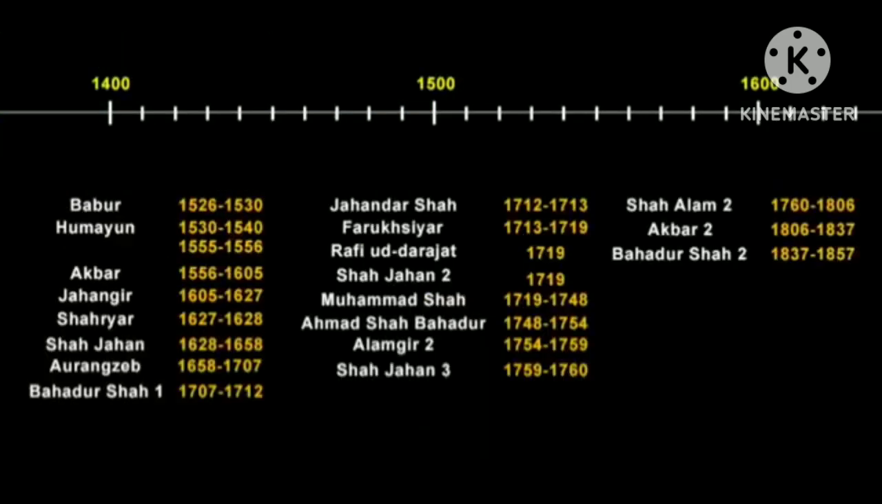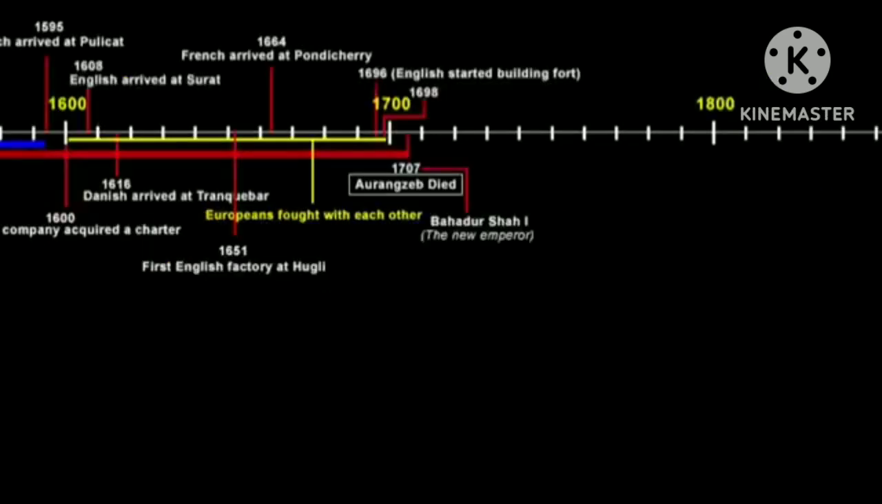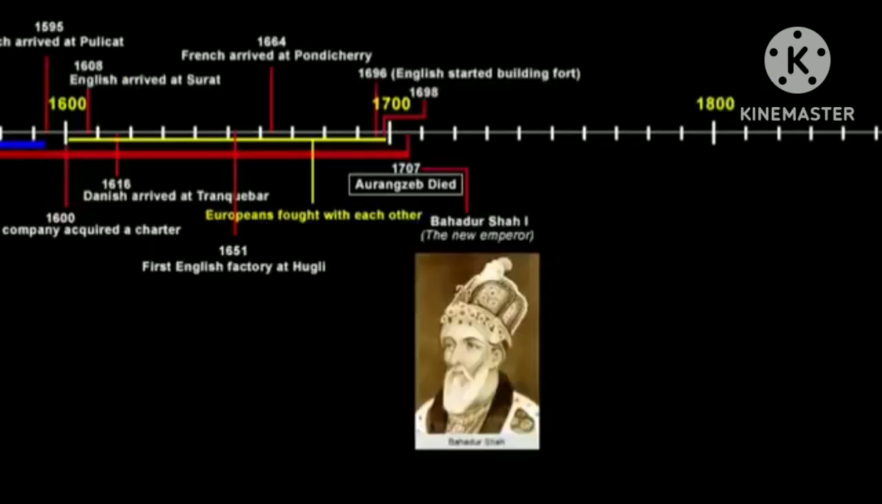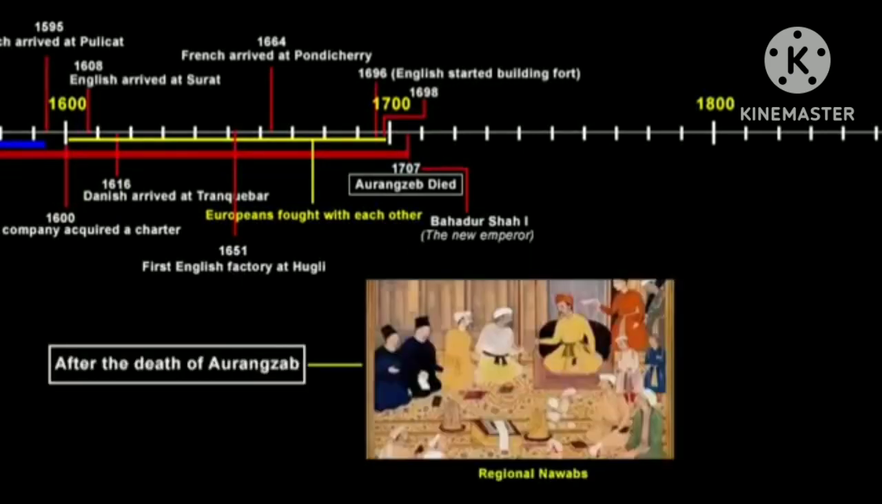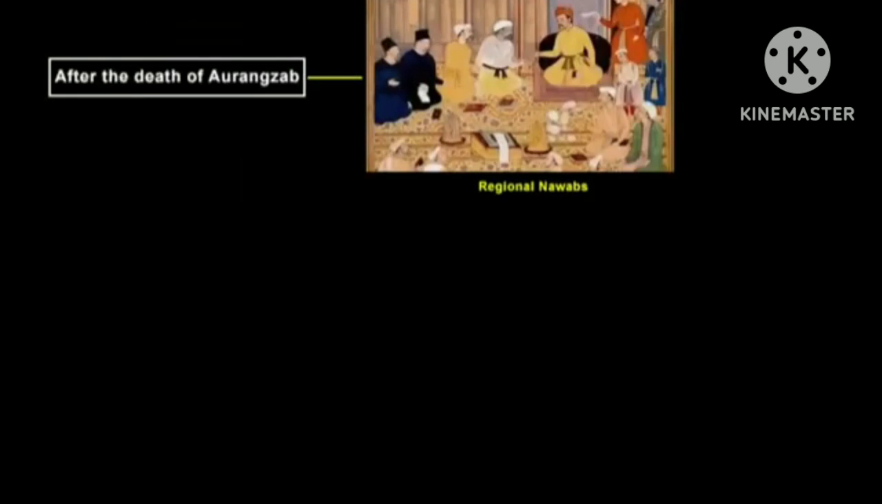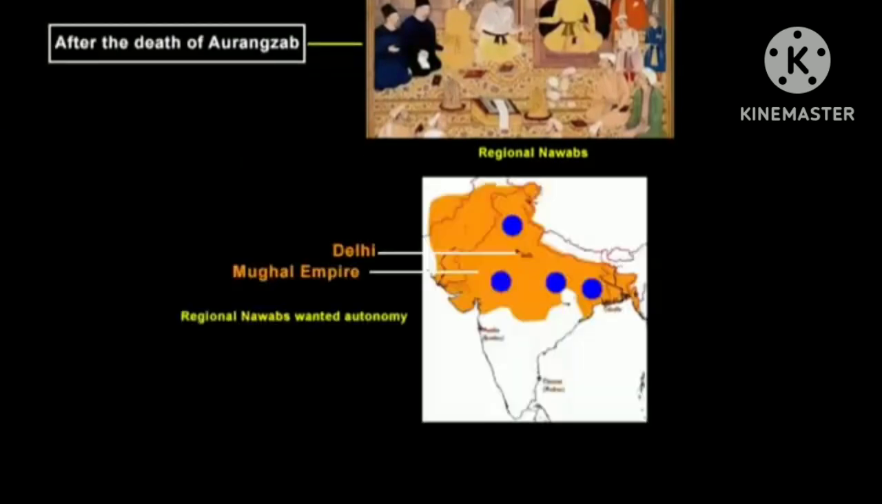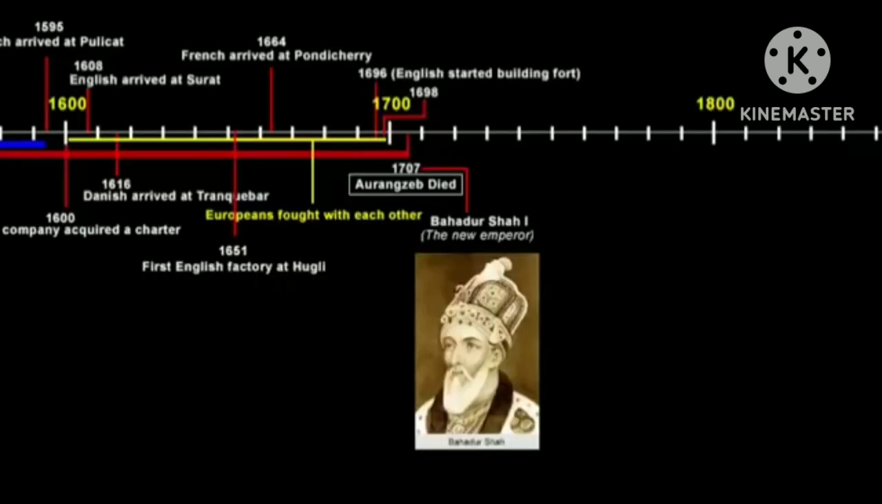You remember in the beginning I said Aurangzeb was the last powerful Mughal emperor? So after his death, Bahadur Shah I was the next Mughal emperor. But he was not that powerful. And the reason we can draw such a conclusion is because after the death of Aurangzeb, all the regional Nawabs wanted to execute their power and authority in their respective regions. So this clearly tells us that Bahadur Shah I was not as influential as Aurangzeb.